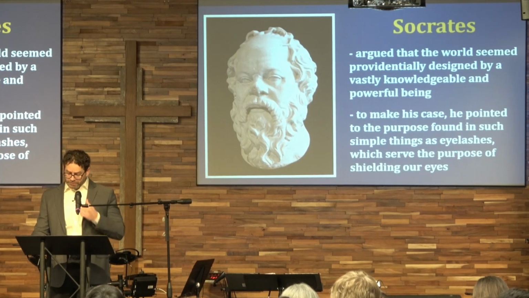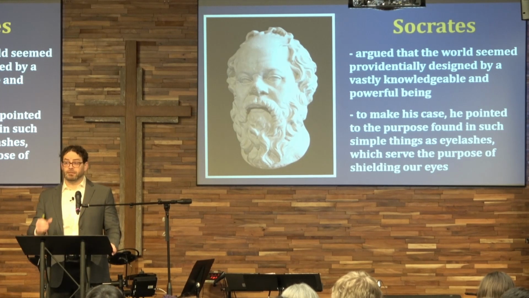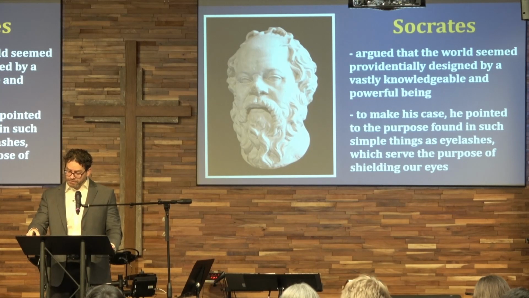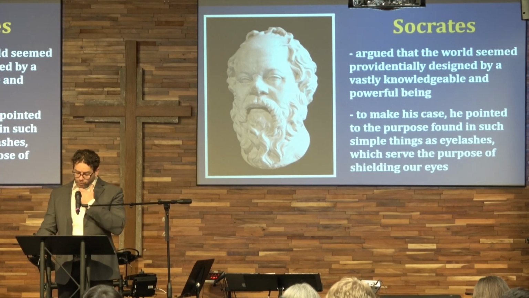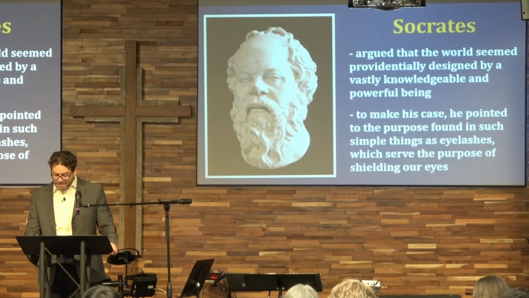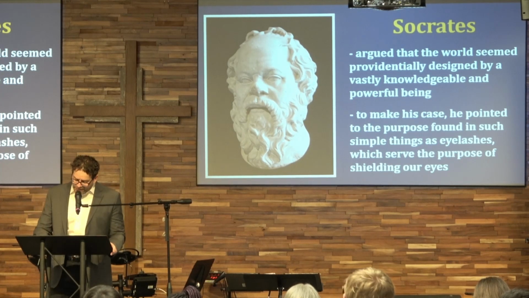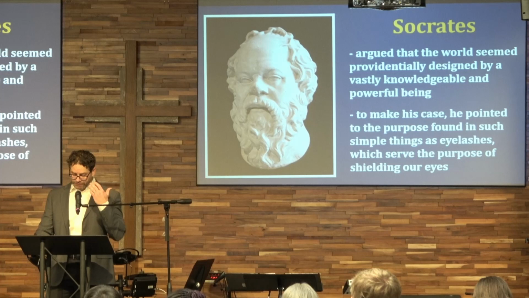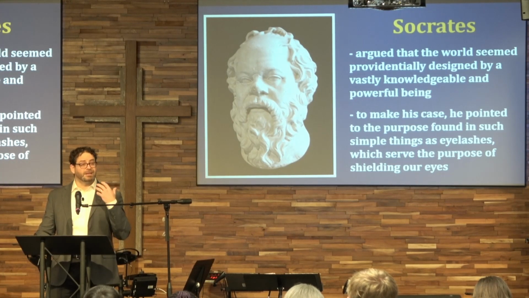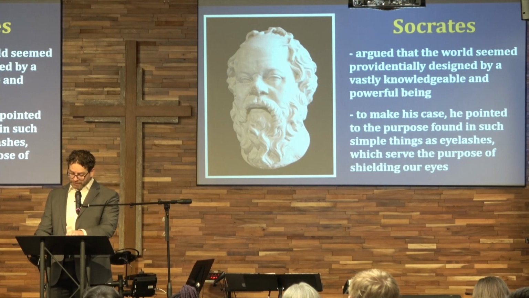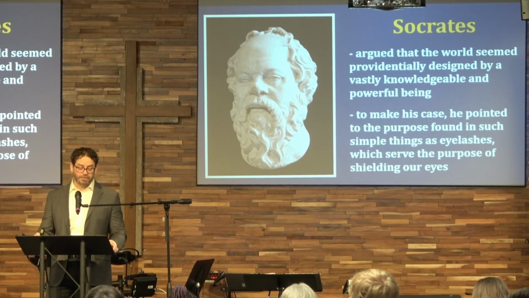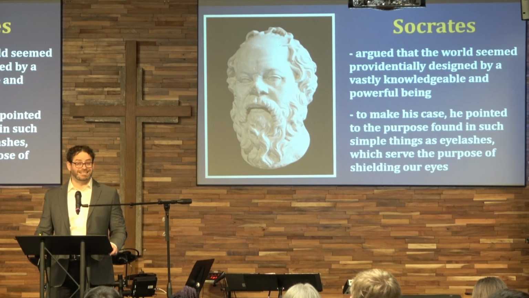Socrates is very well known for some of his design arguments. You might recognize Socrates, a very familiar name in the history of Western civilization as a great thinker. He argued that the world seemed providentially designed by a vastly knowledgeable and powerful being. And to make his case, he pointed to the purpose found in very simple things, even like our eyelashes. He used as an example of something that seems to have been designed for a purpose, to shield or protect our eyes. And then from those sorts of things he concluded there must have been an ultimate designer of reality.